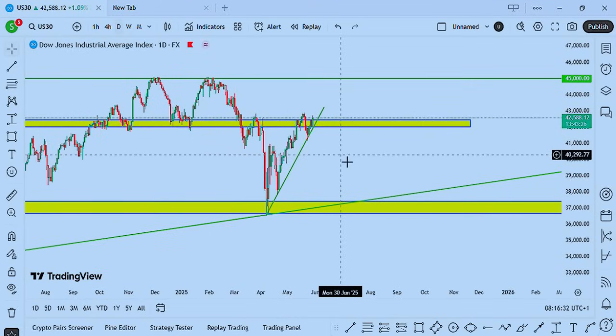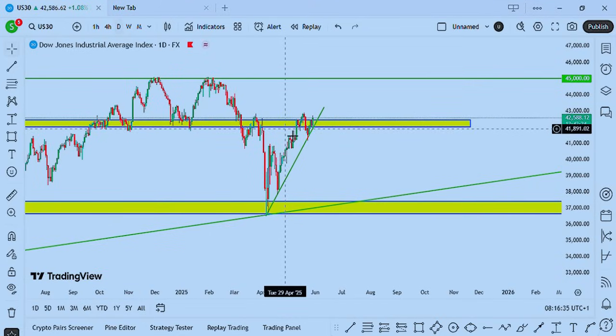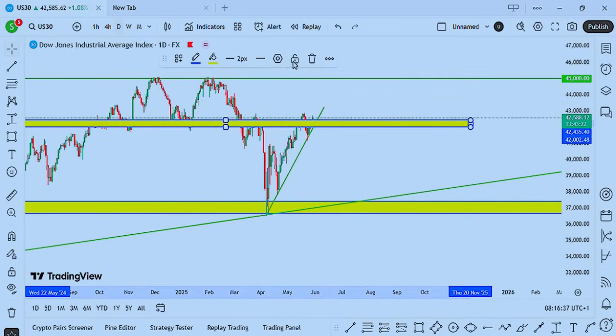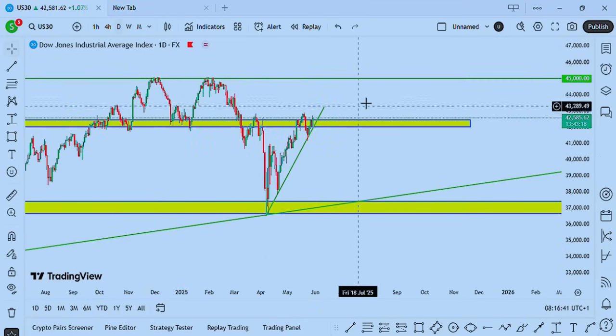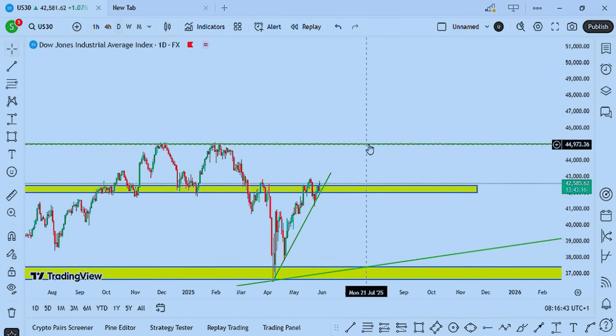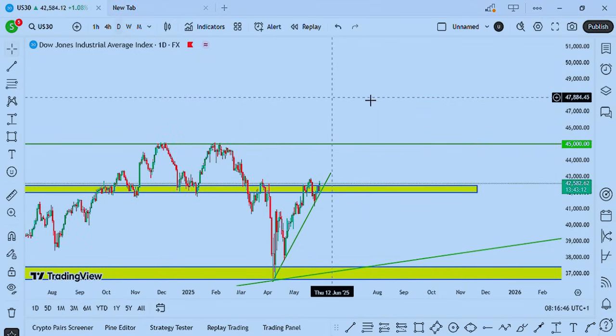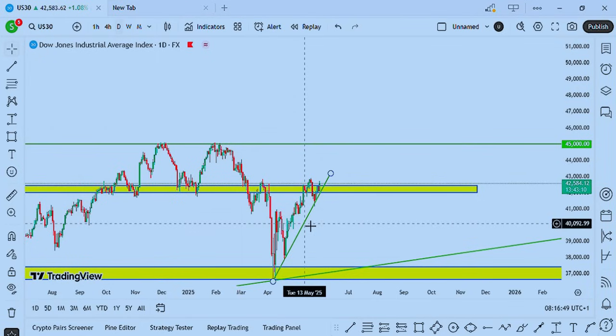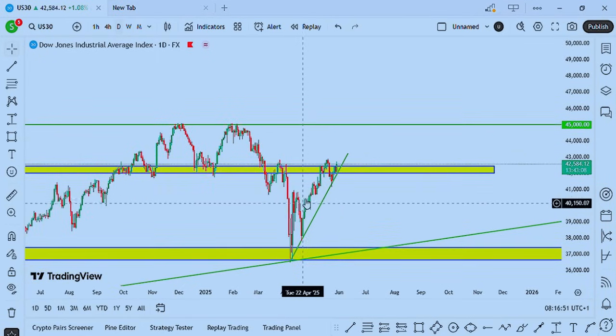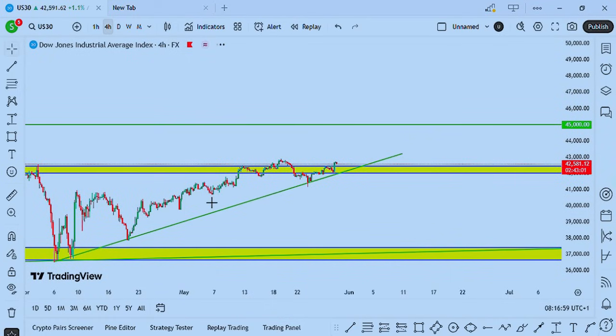If we break out of this resistance level here, the next level target for US30 is 45,000 USD. Okay, once we break this 45,000 USD, we will also be looking for a buy opportunity. All right, although I'm not on this trade right now, the only trades that I'm on right now are gold and SP500. I will show you why I jumped on the SP500 market.